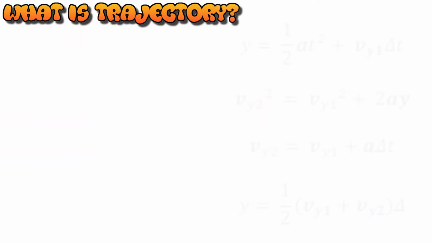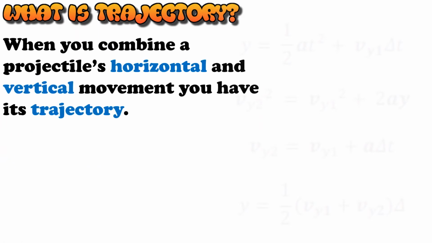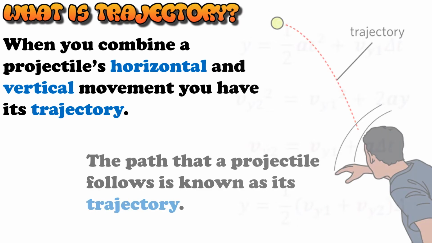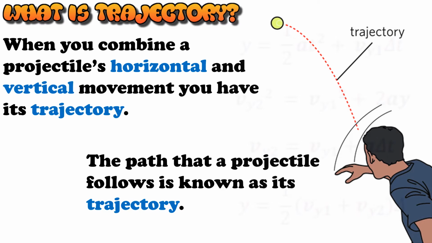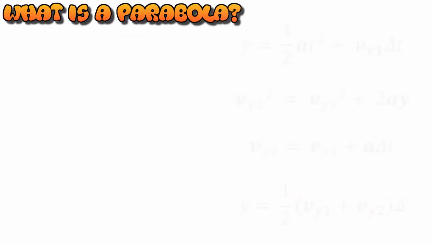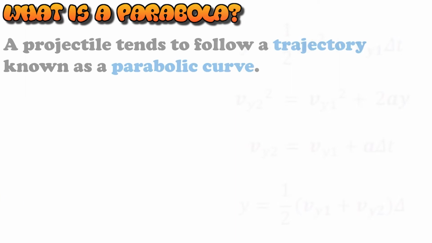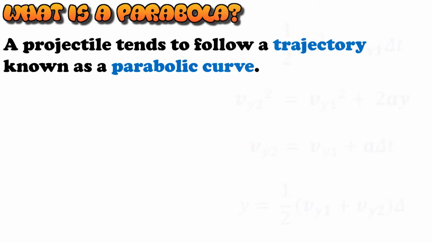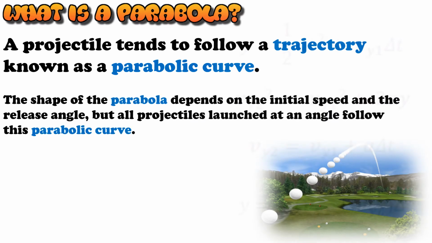What is trajectory? When you combine a projectile's horizontal and vertical movement, you have its trajectory. The path that a projectile follows is known as its trajectory. What is a parabola? A projectile tends to follow a trajectory known as a parabolic curve. The shape of a parabola depends on the initial speed and the release angle, but all projectiles launched at an angle follow this parabolic curve.